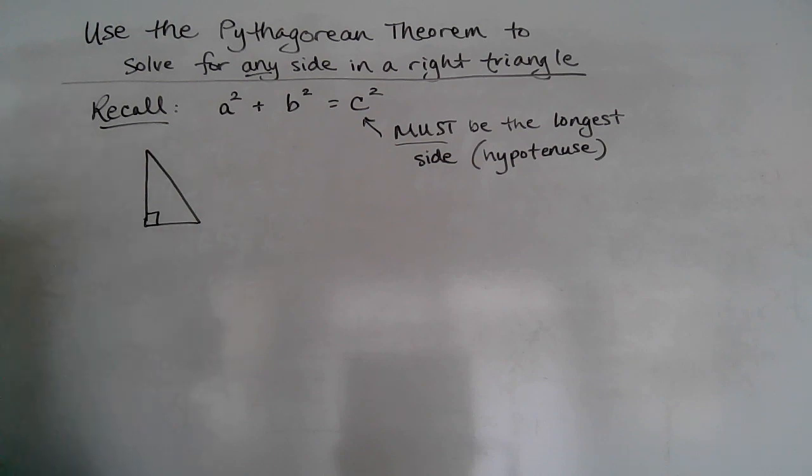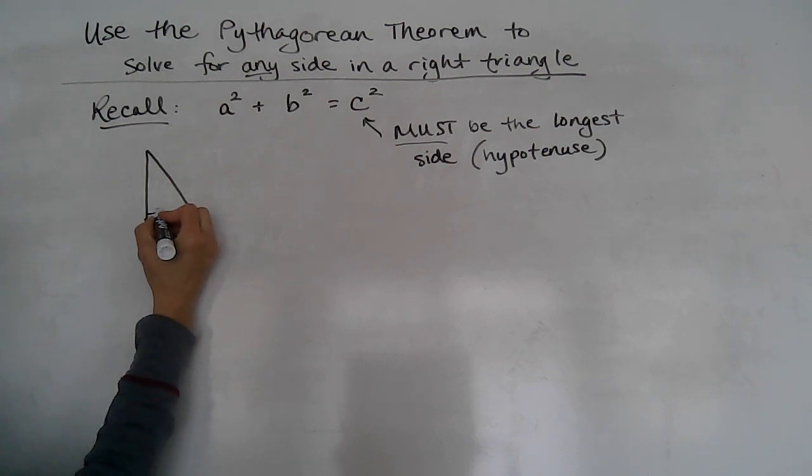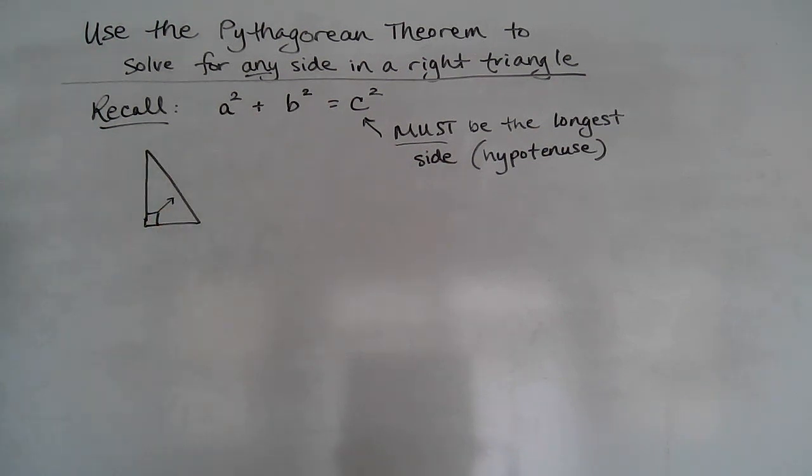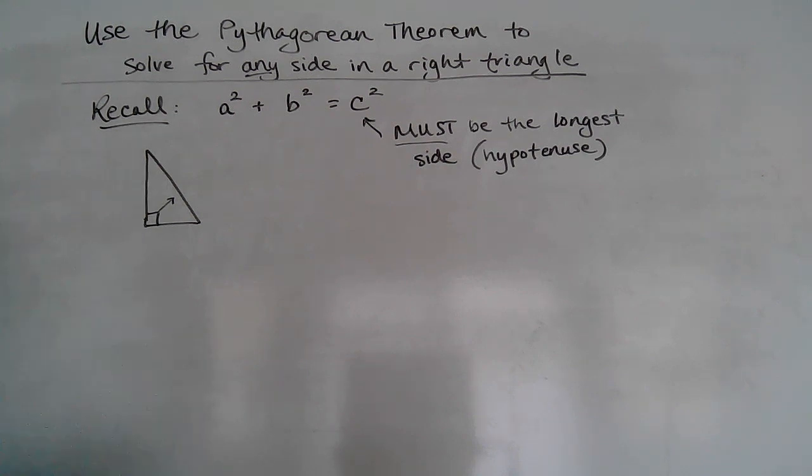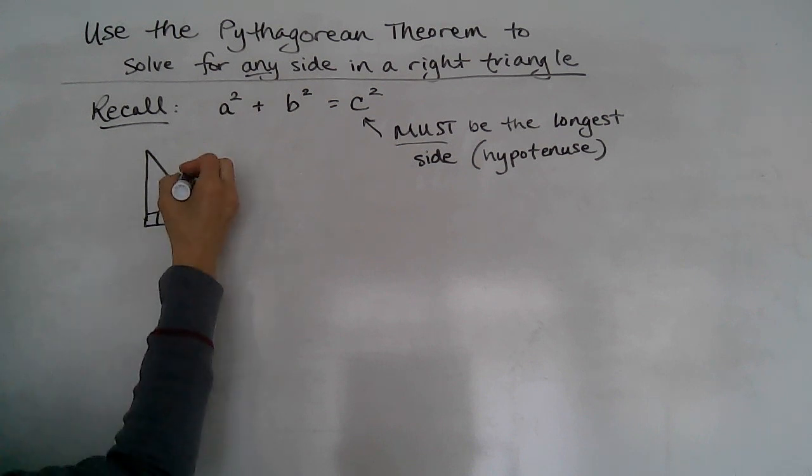All right, let's use the Pythagorean theorem to solve for any side in a right triangle. In my last video, we used the Pythagorean theorem to solve for C in a right triangle, where we have to remember that C has to be the longest side. It has a fancy name. It's called the hypotenuse. And when you are looking at a right triangle, you can always find C by drawing an arrow from the corner of your box that represents that this is a right triangle or a right angle. And that arrow will always point to C.